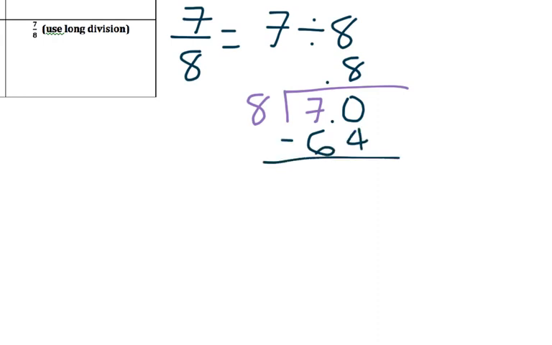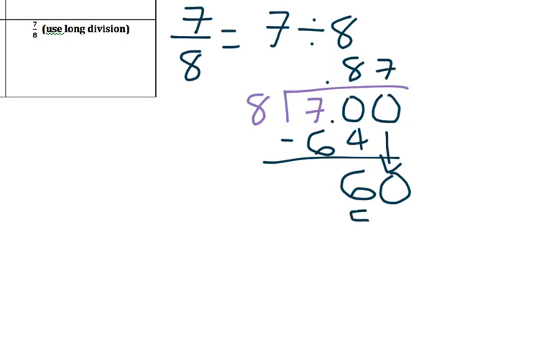I subtract that, and I end up getting 6. Since I still have a remainder, now I'm going to put a 0 in the hundredths place, bring that guy down, and now I want to figure out how many times 8 goes into 60. And I can't do 8 times 8 because that would be 64, but I can do 8 times 7, which would be 56.